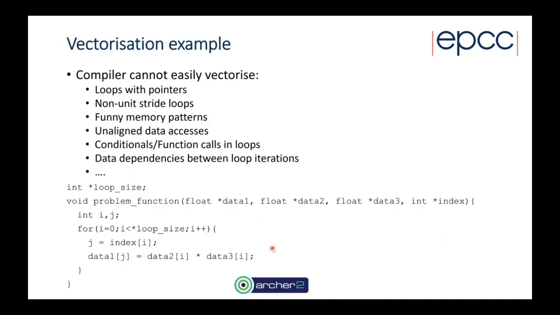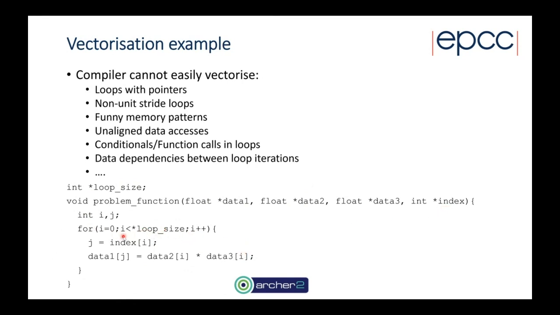So here's an example in C. This kind of code here, I've got a function. It's nasty code. We don't often see code as bad as this for vectorization, but this code here is hard for the compiler to vectorize. So we've got a number of things going on here. We've got data coming in as pointers here: data1, data2, data3, and index.